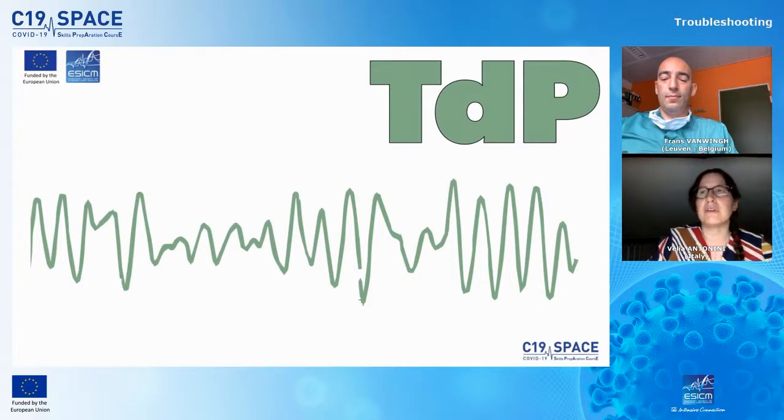This is a specific form of polymorphic ventricular tachycardia. Its name is torsade de pointes, TDP. The QRS twists around the baseline, around the isoelectric line. Heart rate is again fast, 200, 250. This is short-lasting because TDP can easily convert to ventricular fibrillation. Be careful. It is usually associated with QT interval prolongation.